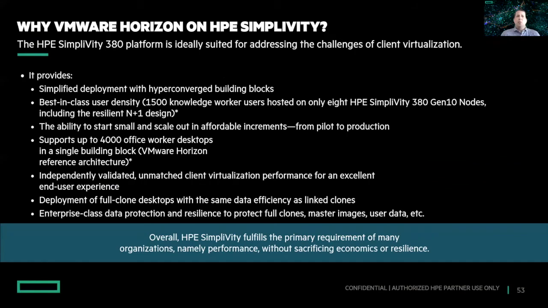So lastly, why VMware Horizon on HPE? Well, simple. Simplified deployment with hyperconverged building blocks, best-in-class user density, ability to start small and grow, support for up to 4,000 office worker desktops in a single building block. So we have basically reference architectures from VMware that show these building blocks.